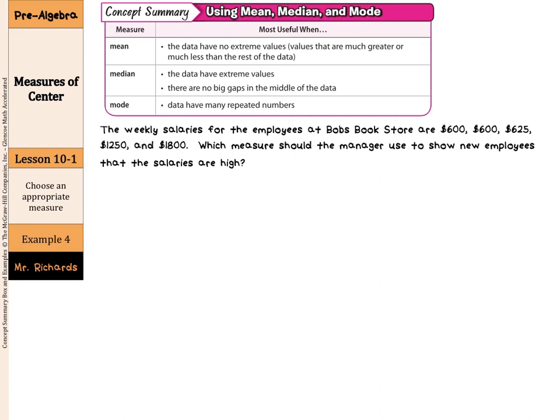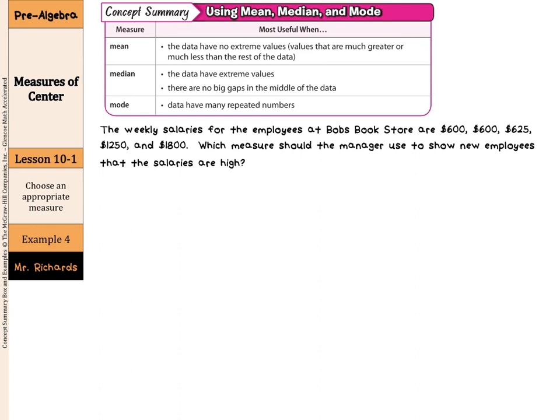Go, well, what data can I use that's going to make my point? Well, there are extreme values here. We're going from $600 to $1,800. So there are extreme values. And so mean's useful when there are no extreme values, but since there are here, and we're trying to prove a point that might not necessarily be true, we may want to look at mean as an option.